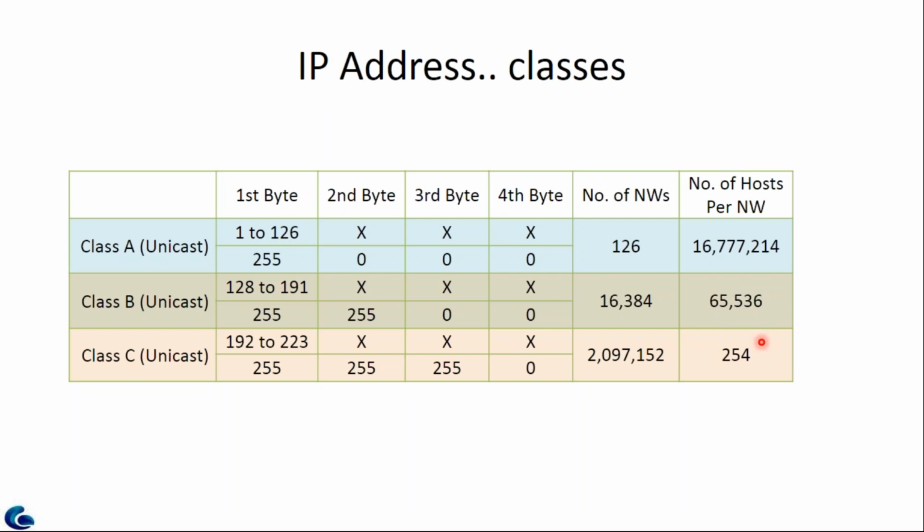So the idea is very clear. If you want more networks in an organization, go for class C. If you want more hosts per network, go for class A. If you want somewhere in between, go for class B, right? So that's how they need to be followed, and there can't be any exception to this.